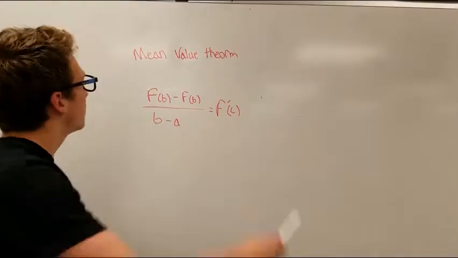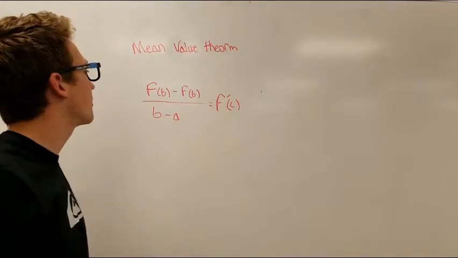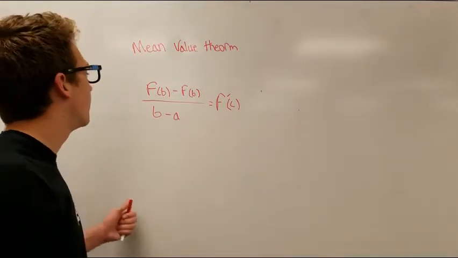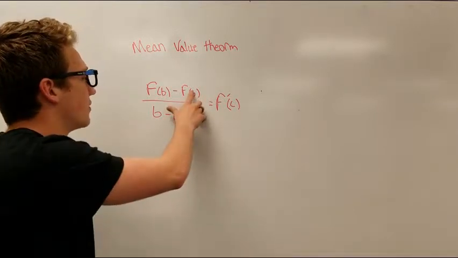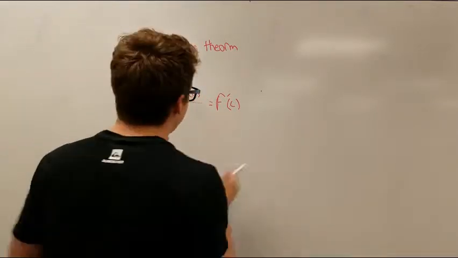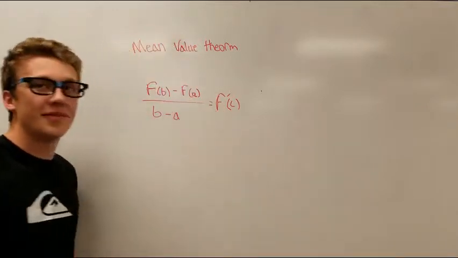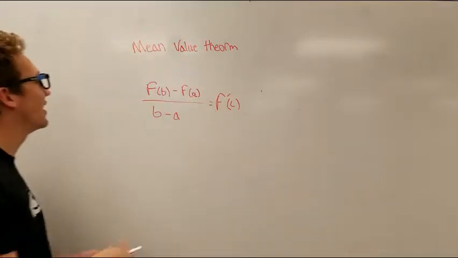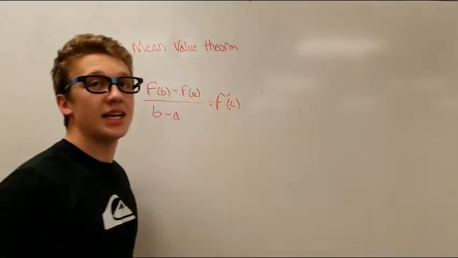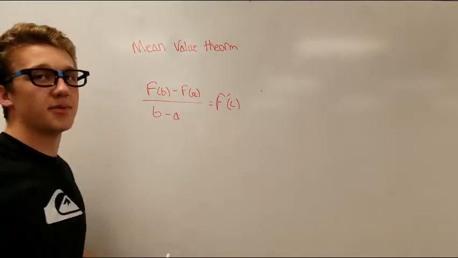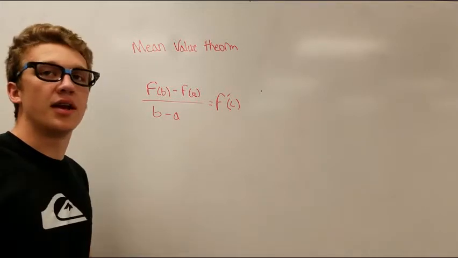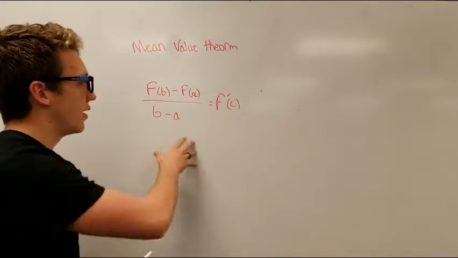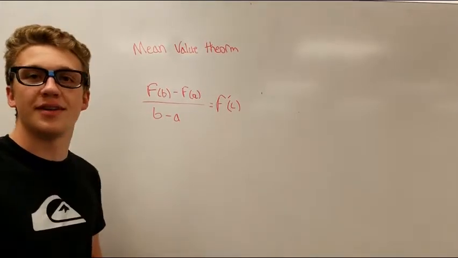So for our mean value theorem, which is the next topic, this is the equation for it: f of b minus f of a over b minus a equals f prime of c. And so basically you use this when you are given two intervals but not enough information to differentiate.